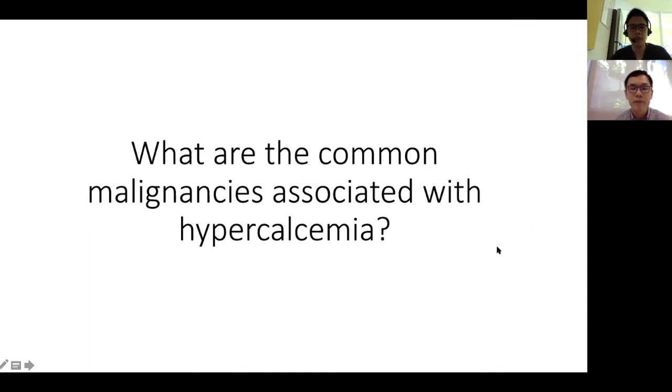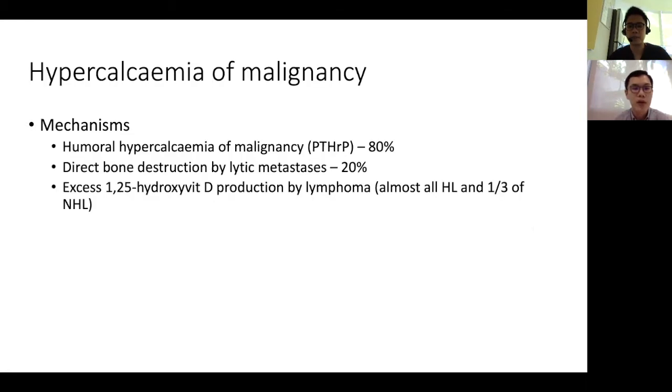Okay, so the next question is what are the common malignancies associated with hypercalcemia? So we understand that the main mechanisms driving high calcium in malignancy are three different processes. The most common would be PTH-related peptide production by the cell. So it's like a paraneoplastic syndrome. It accounts for 80% of the high calcium, and it is mostly from squamous cell carcinoma.